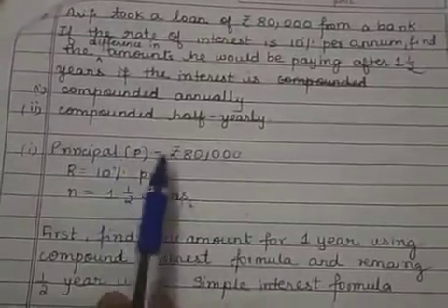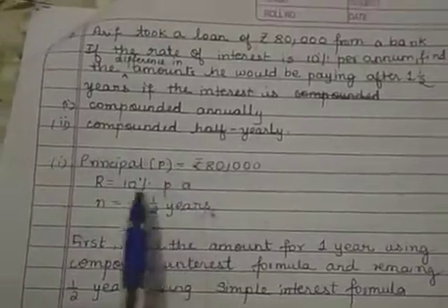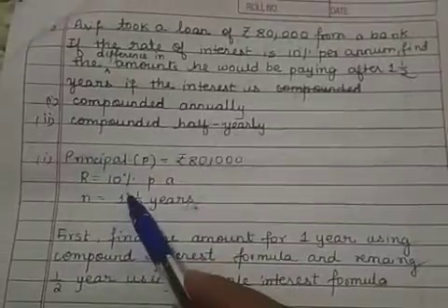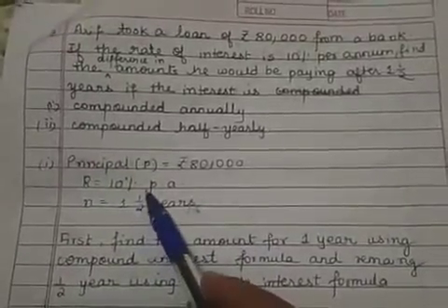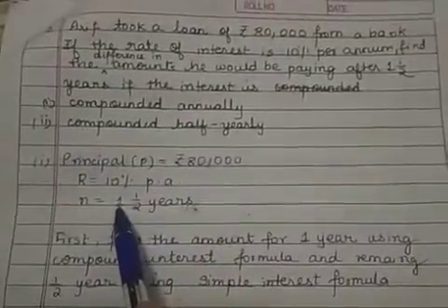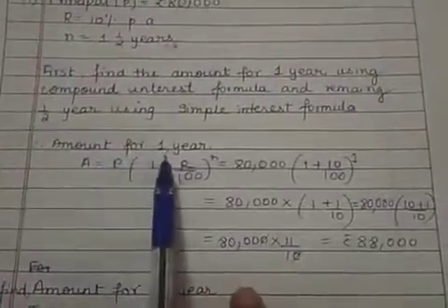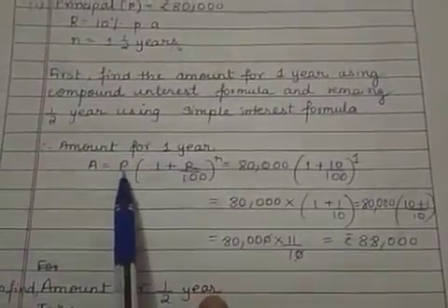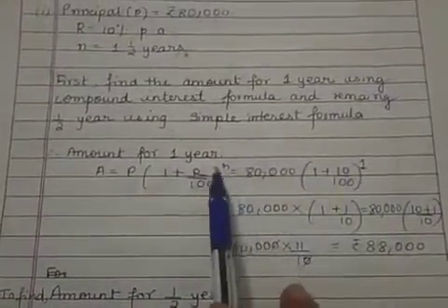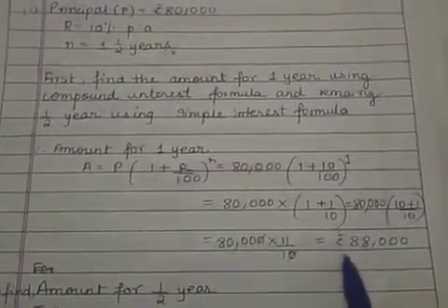The principal is 80,000 rupees. Rate of interest is 10% per annum and n is 1.5 years. So for 1 year you have to find compound interest, and for the next half year you find the simple interest, taking the amount that you get at the end of 1 year as your principal. Okay, so amount for 1 year, A is equal to P into (1 plus r upon 100) raised to n, and you substitute n as 1 year. So you substitute and solve this and you get the amount as 88,000.